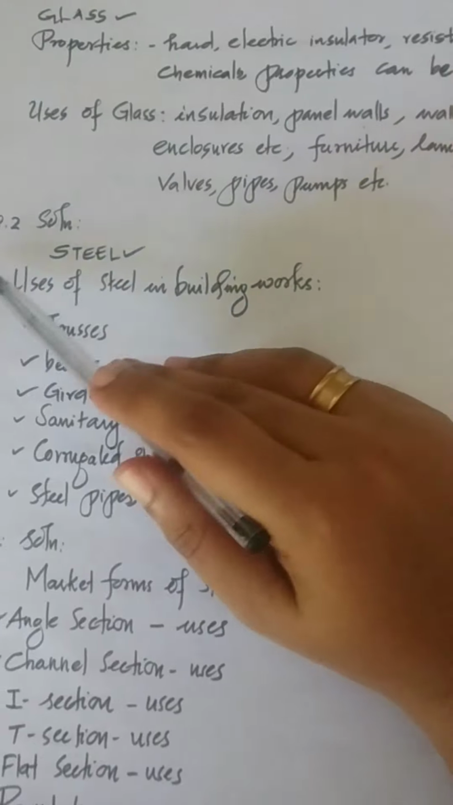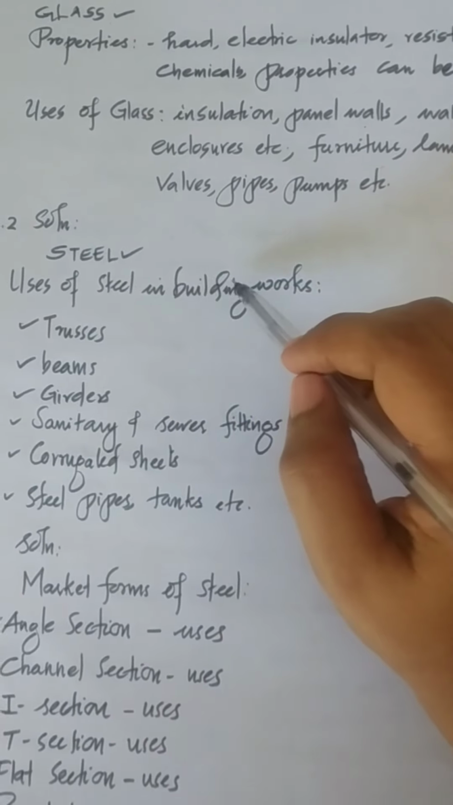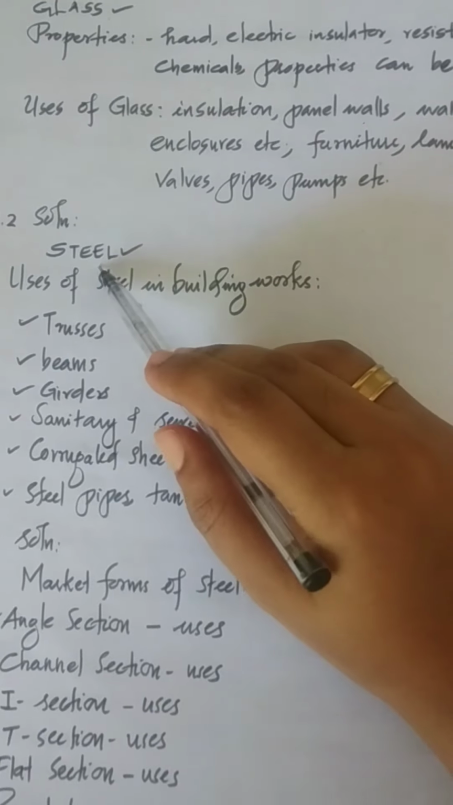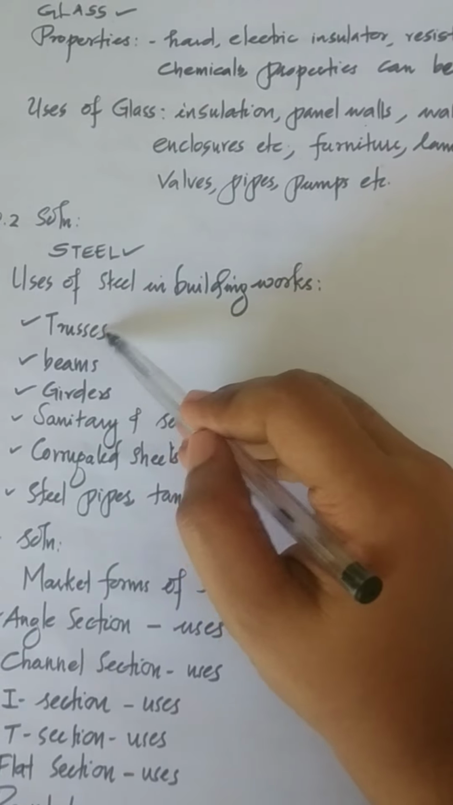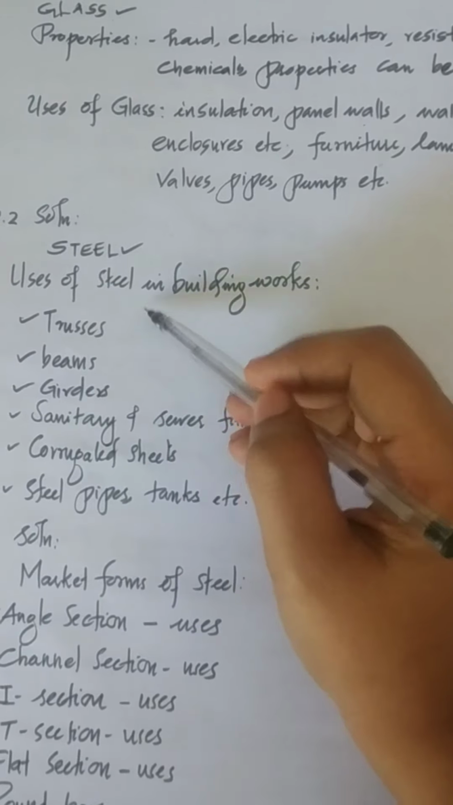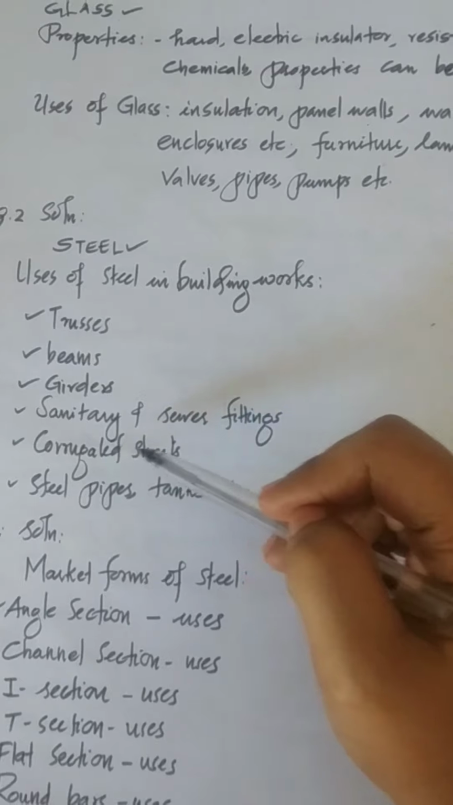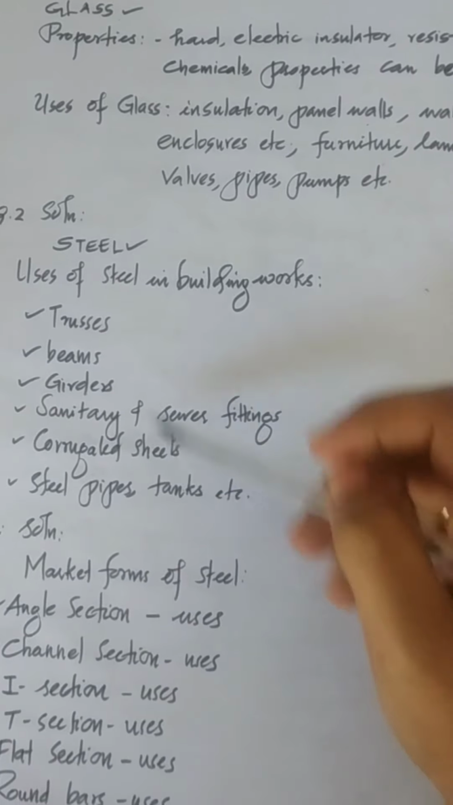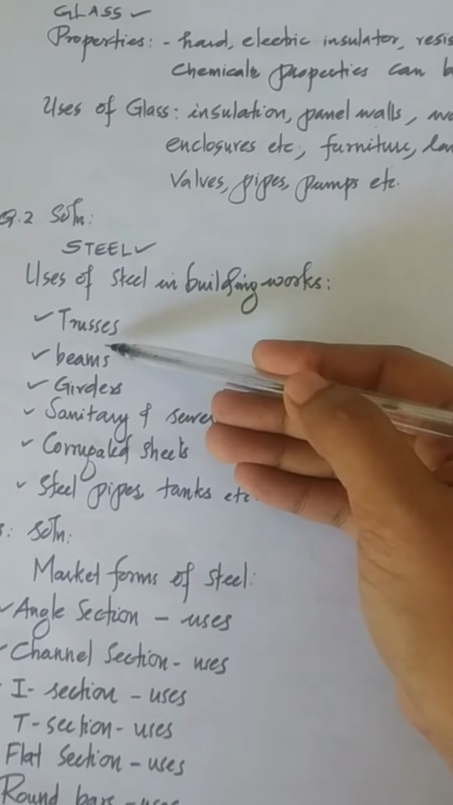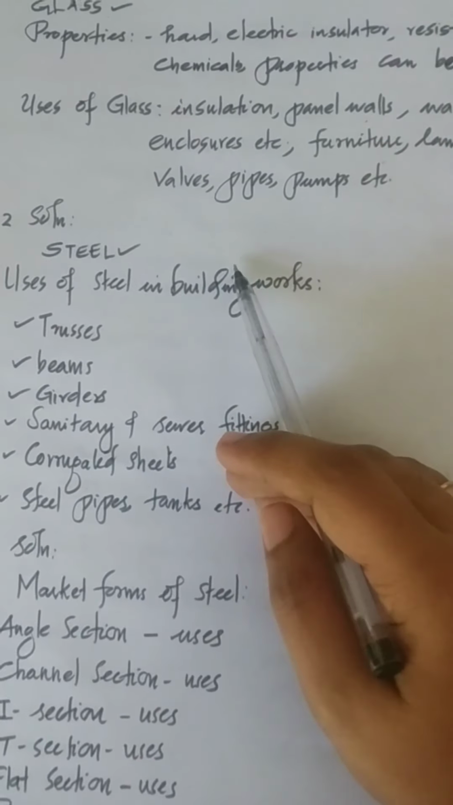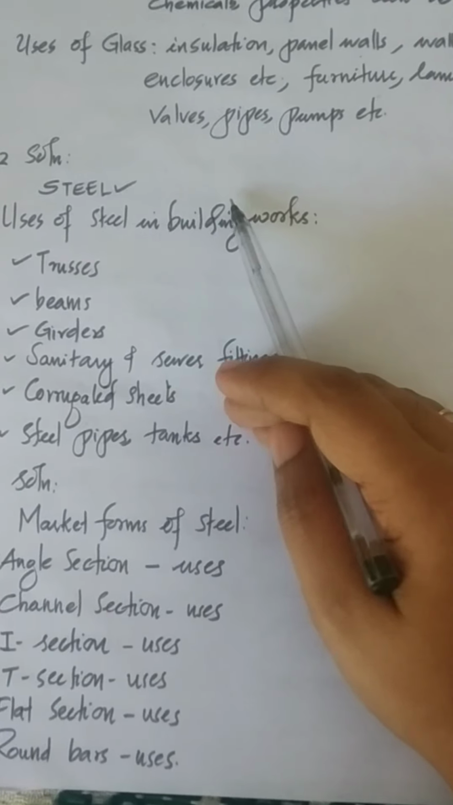The second question is: what is steel and its uses in the construction industry? So you need to write in a single line what you mean by steel and its uses in building works, that is, manufacture of trusses, beams, girders, sanitary and sewer fittings, corrugated sheets, steel pipes, tanks, etc. You need to write each in a separate sentence to gain maximum marks. This was asked for 5 marks.